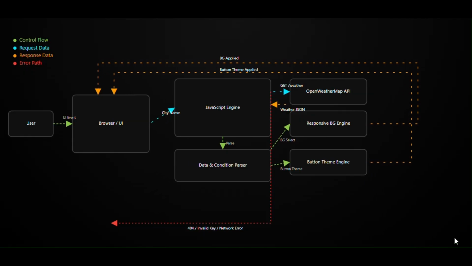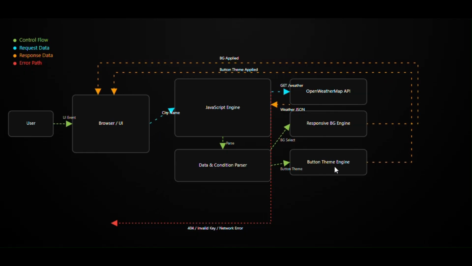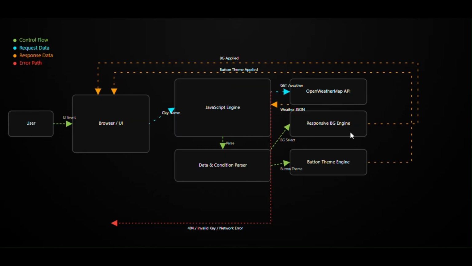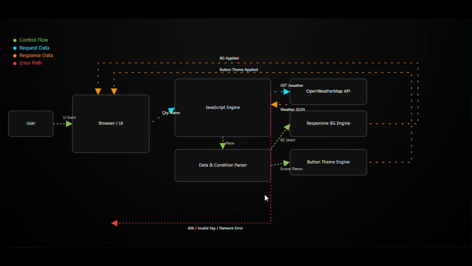Now the final section 6 is the UI rendering. So this will pass data to the browser UI, and this will also pass data to the browser UI. This will tell what the search button color, border color and hover color will be, and this will pass to the browser UI. And the responsive background engine will pass the condition as well as the background. That's how the browser gets the input, and it shows the output, and the user will see the visual effect. But in all this flow, there is the error path.